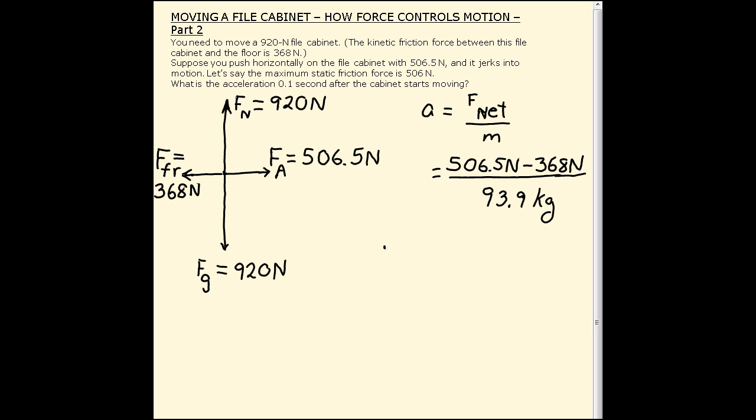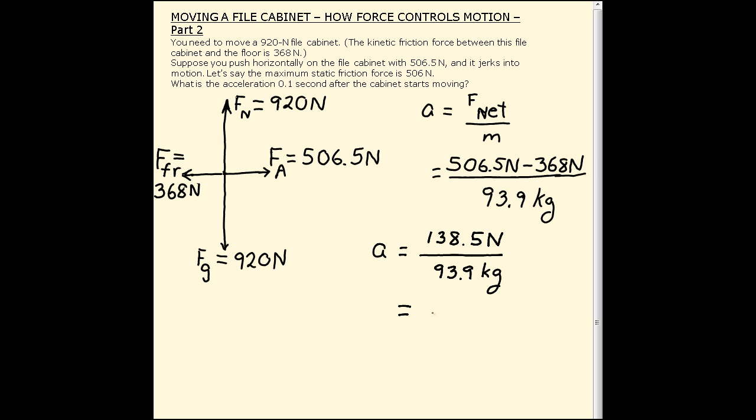This gives us an acceleration where, for the numerator, we have 138.5 newtons and a denominator of 93.9 kilograms. That works out to be 1.475, and the unit, as I showed on the previous video, simplifies to meters per second squared. So that's our acceleration for 1/10 of a second after the file cabinet starts moving.